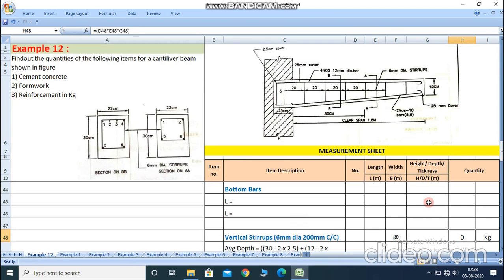Now here the bottom bar is also provided. So here from starting to end the bottom bar is provided, 2 bars are provided, 1 and 2. Clear? So here we write bottom bar, number is 2.